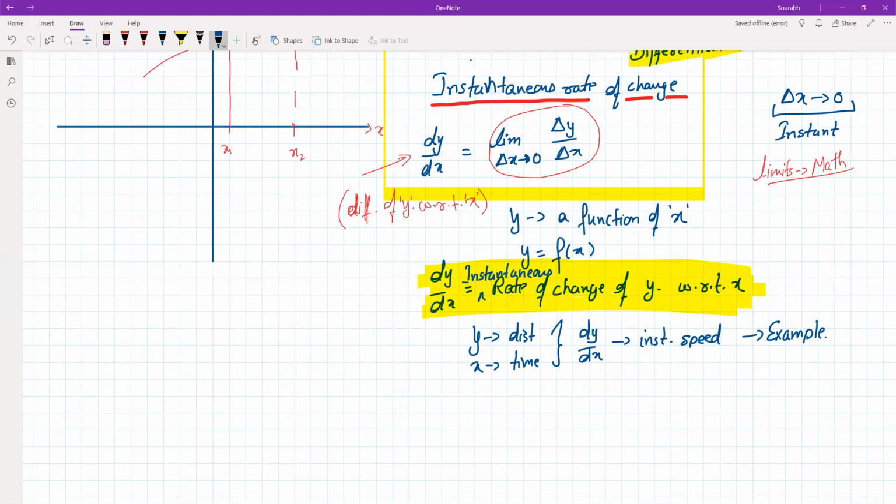Right? And one topic we have left for the future, that is the limits. Obviously that is not required for your physics part. So that's why we'll study that in our maths class. Okay.